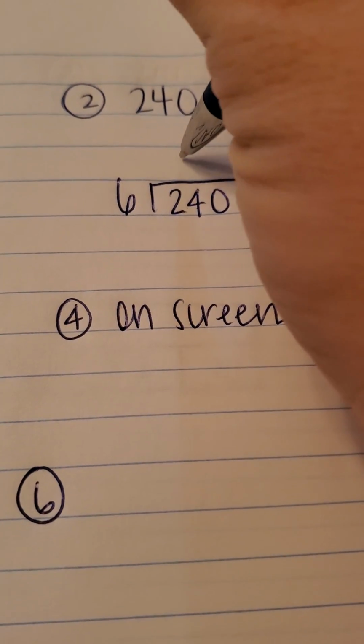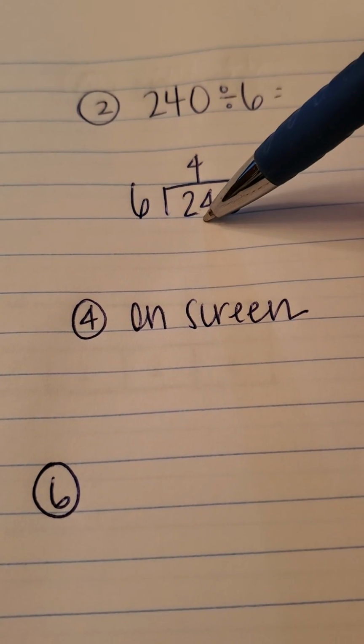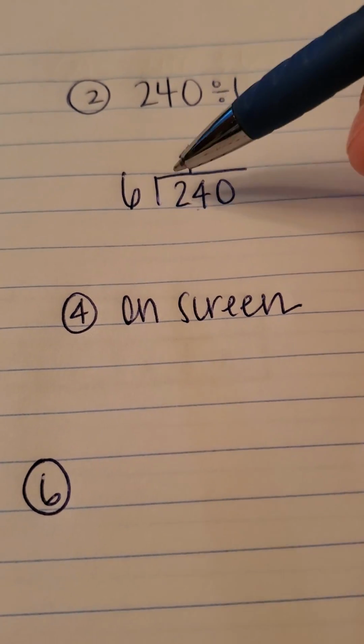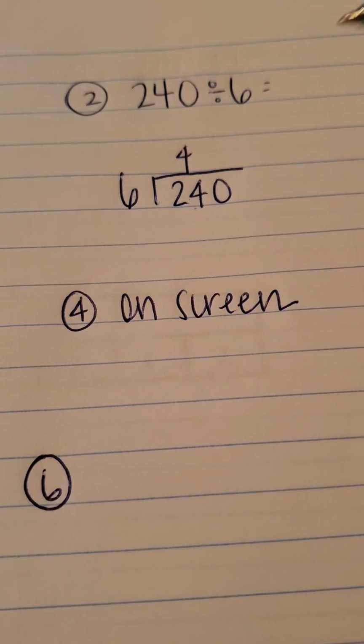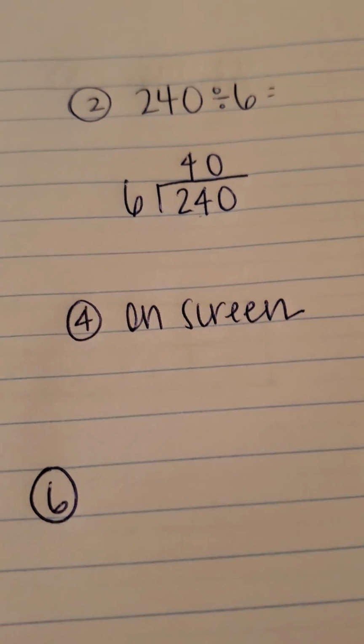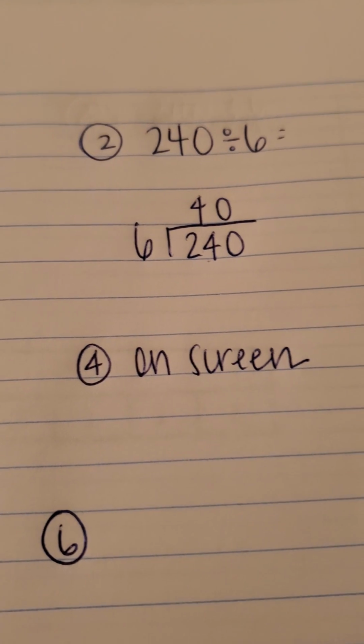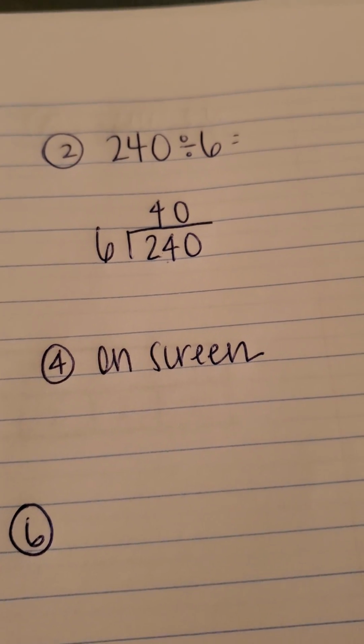6 times 4, that is correct. Okay, so 6 times 4 is 24. All right, and then 6 times what gives us 0? 0 is correct. So 240 divided by 6 is 40.